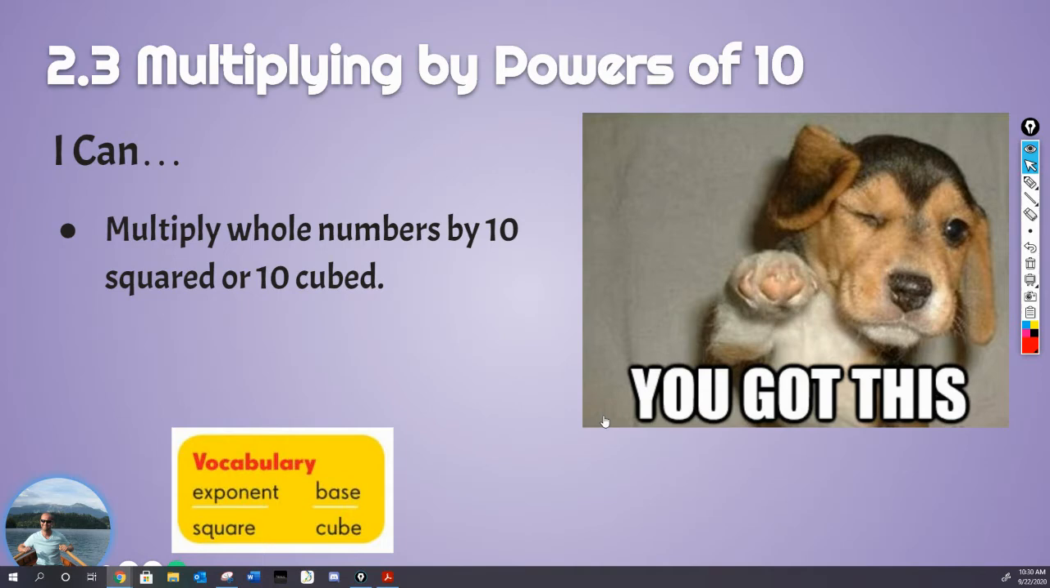Today's vocabulary involves the words exponent, base, square, and cube. Hopefully some of those terms are at least a little bit familiar to you. And as always, you got this. All right, let's get rocking and rolling here.